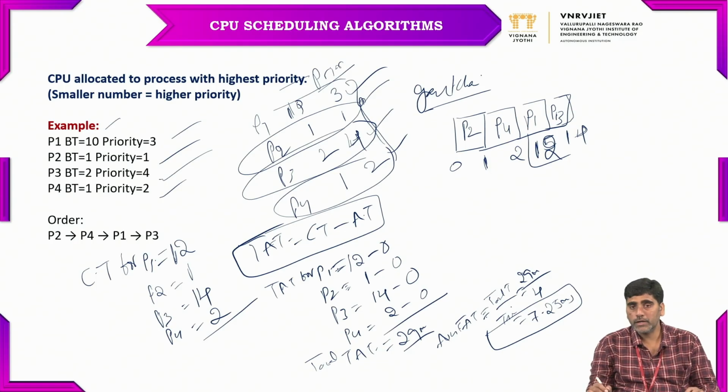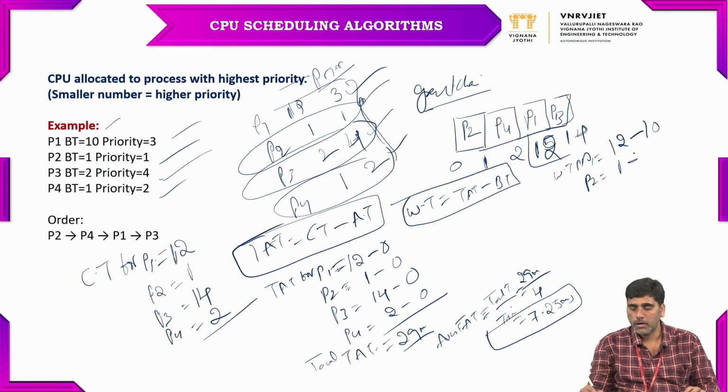Similarly, we have to find the waiting time. The formula for waiting time is turnaround time minus burst time. So the waiting time for process P1 equals the turnaround time for P1, which is 12 milliseconds, minus the burst time of P1, which is 10 milliseconds.